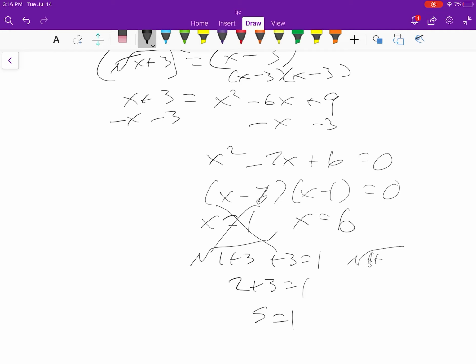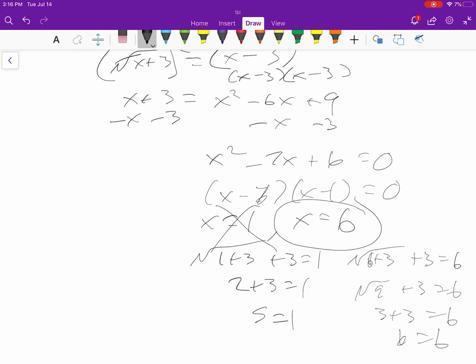So you're going to have square root of 6 plus 3 plus 3 equals 6. So 6 plus 3 is 9. Square root of 9 plus 3 equals 6. Square root of 9 is 3. 3 plus 3 does indeed equal 6. So this is a solution.